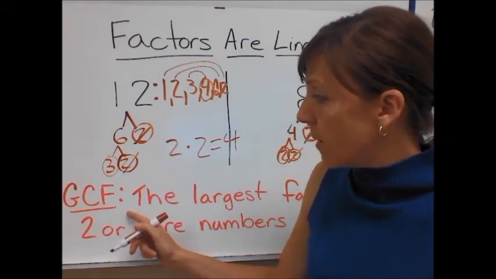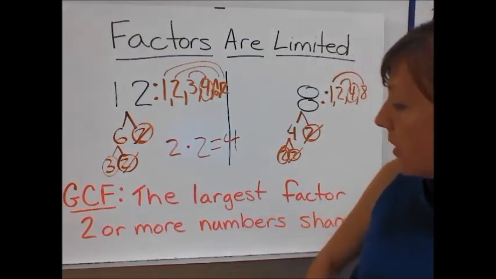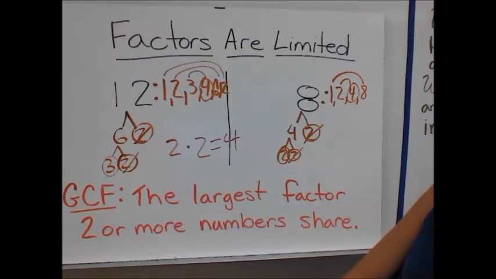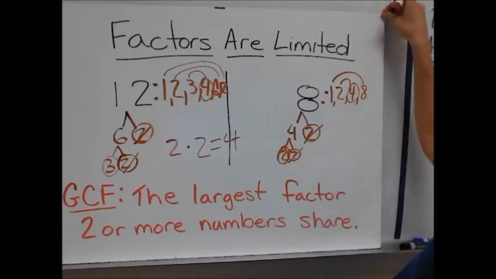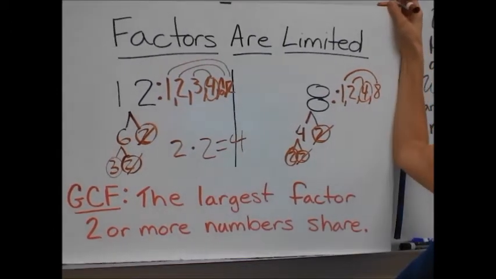What's the greatest common factor? Greatest common factor is the largest factor 2 or more numbers share. And 12 and 8 both share 4 as their greatest common factor.